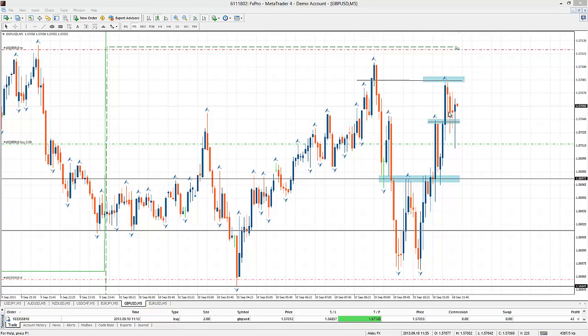Nice pullback here, and you see that rejection off support. You see this big bullish wick. Nice candle action there telling us there's some decent buying pressure coming in. See, we haven't been able to close below the level, but we're still stuck between resistance and this micro level of support, and it needs to clear before we can get a pop up to get paid.